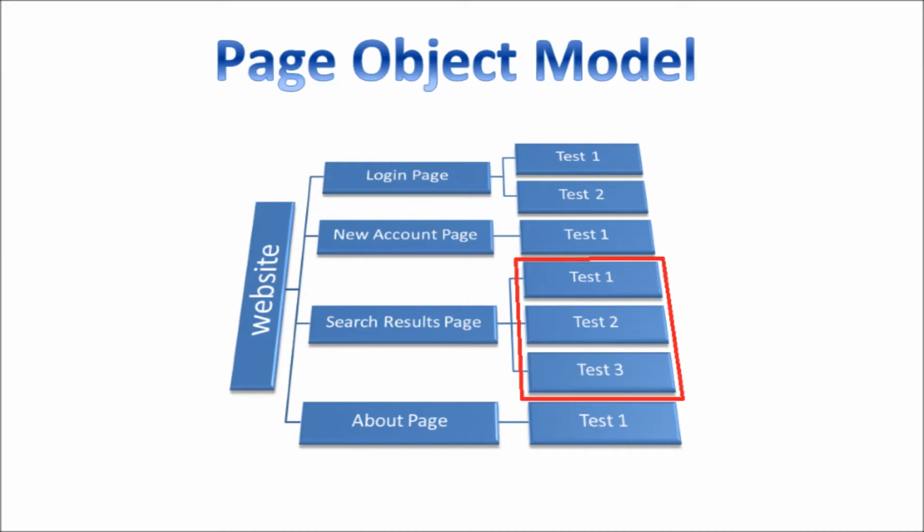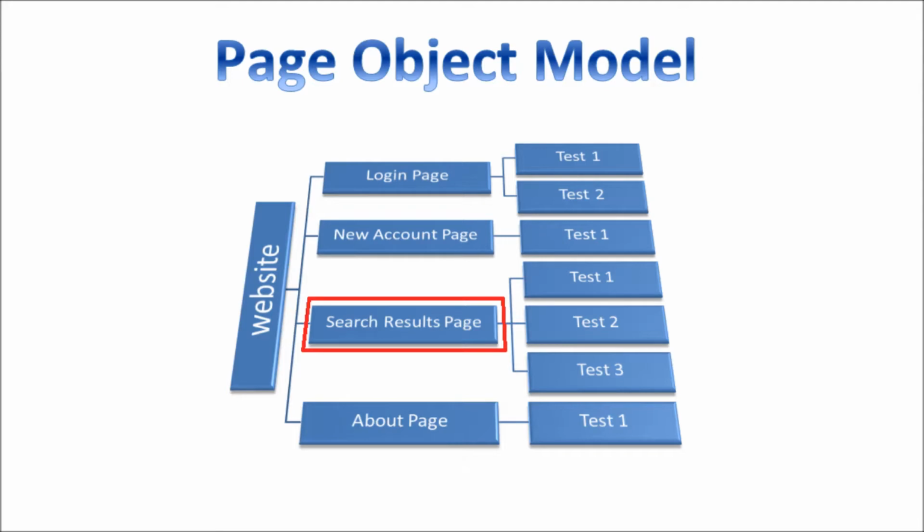By the same token, if a developer makes a UI change to the search results page that causes all your tests to fail, you will not be required to go in and fix each individual test. Instead, you will go into the page object to make the change and get your test passing again. And this is how we can improve test maintainability.